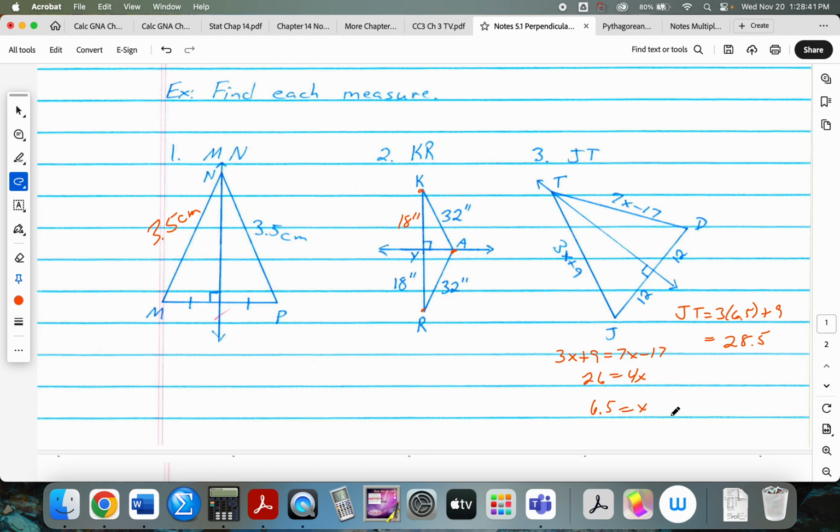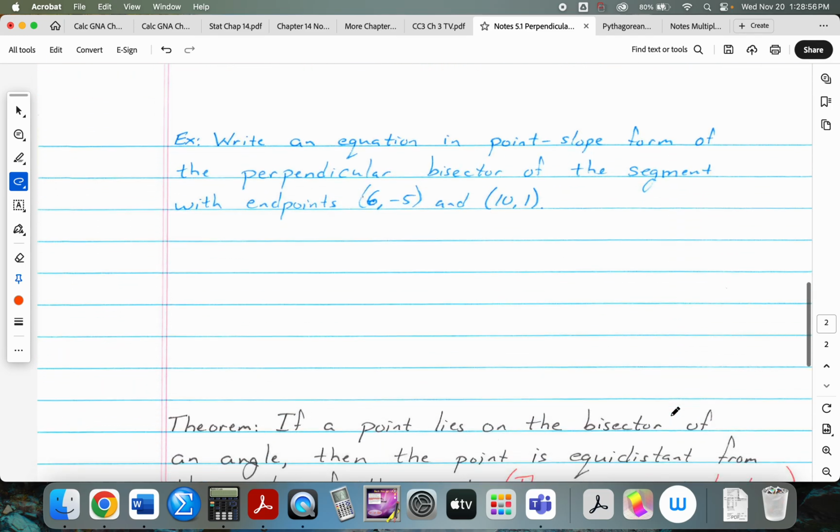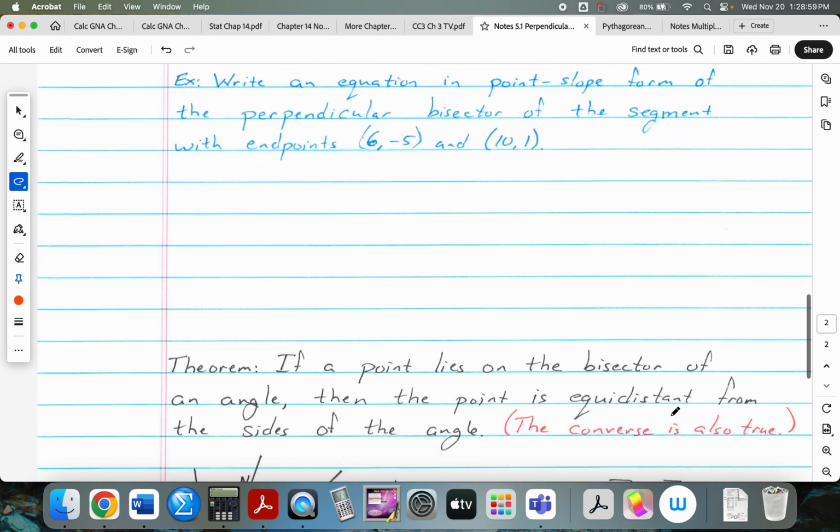So if we have a perpendicular bisector, any point on it is equidistant from the endpoints of the segment, or vice versa. If we have a point that is equidistant from the endpoints of a segment, it's on the perpendicular bisector. The other one we have is going to be about angles, but first we're going to do this. Write an equation in point-slope form of the perpendicular bisector of the segment with endpoints (6, -5) and (10, 1).